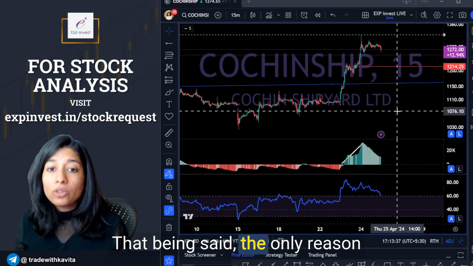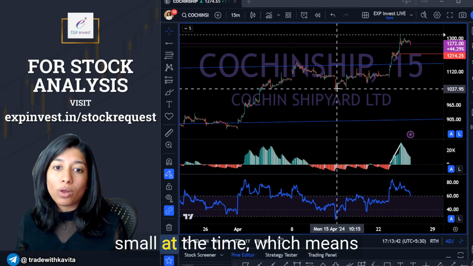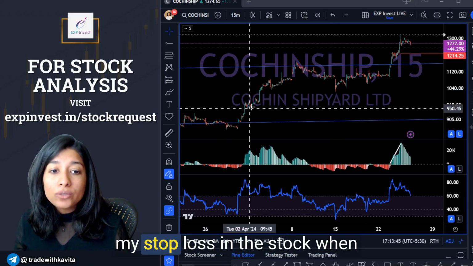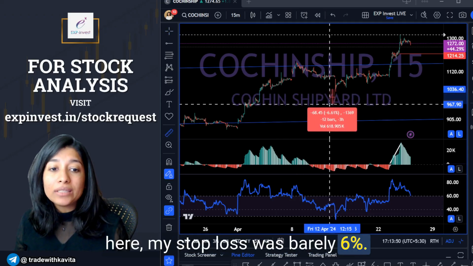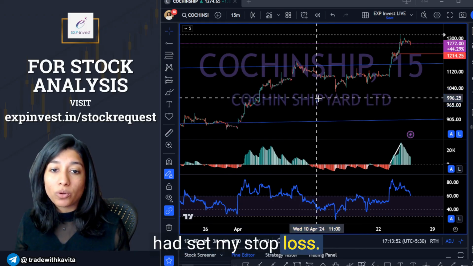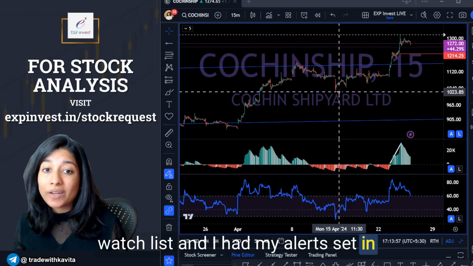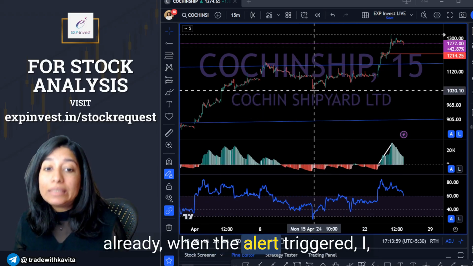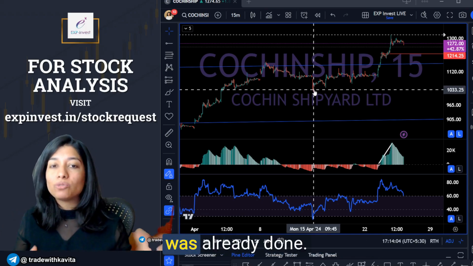That being said, the only reason why I entered the stock over here was my risk was very small at the time, which means my stop loss when I entered somewhere around here was barely 6%. So this is where I had set my stop loss. Because this is a part of my watch list and I had my alerts set in already, when the alert triggered, my reaction window was very small. Why? Because my analysis was already done.